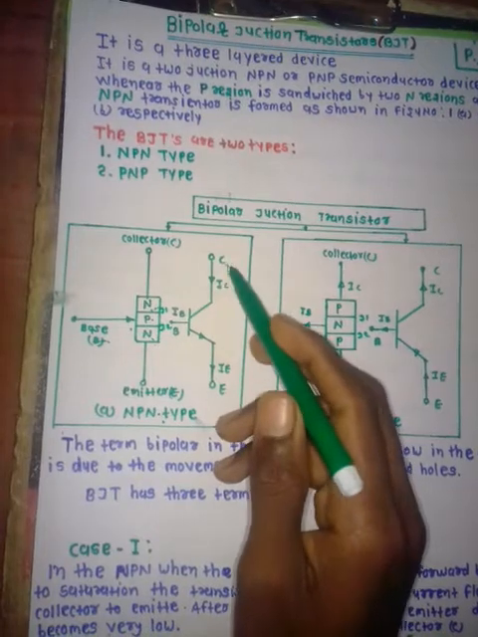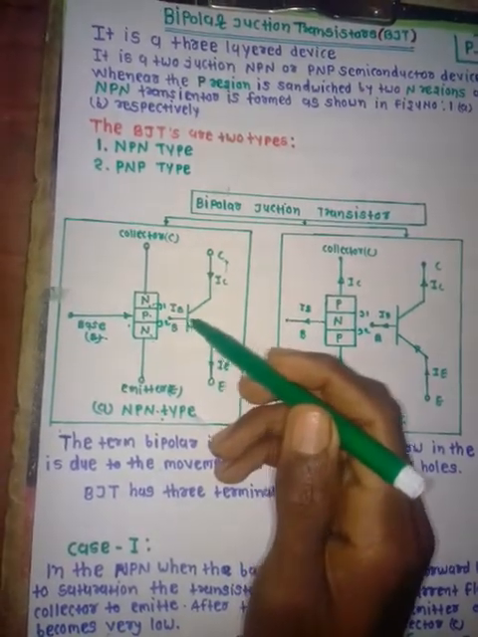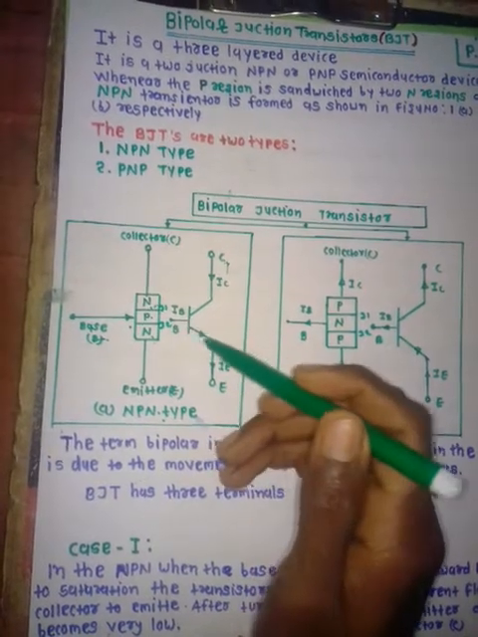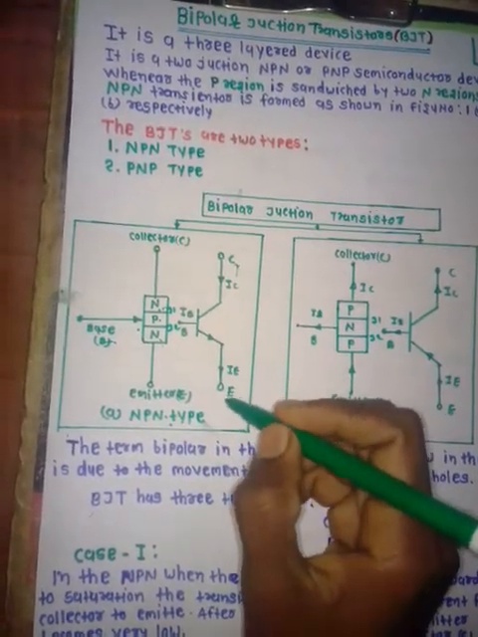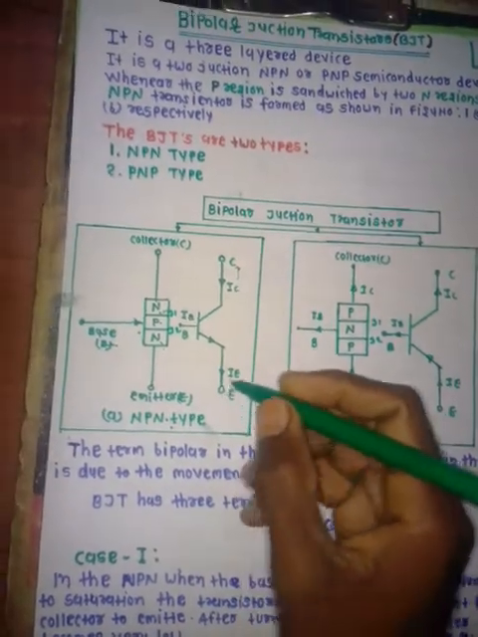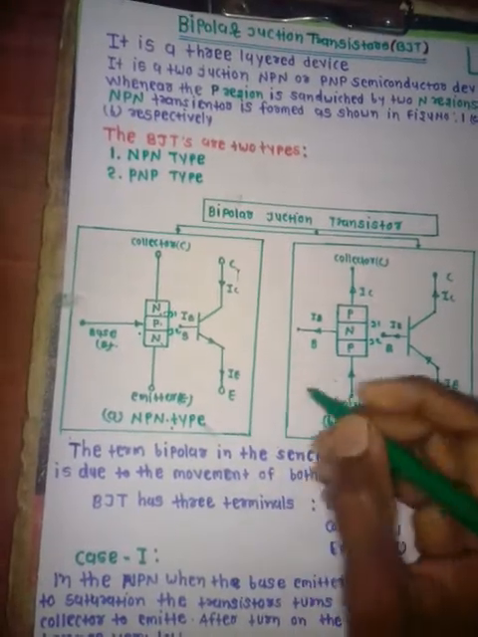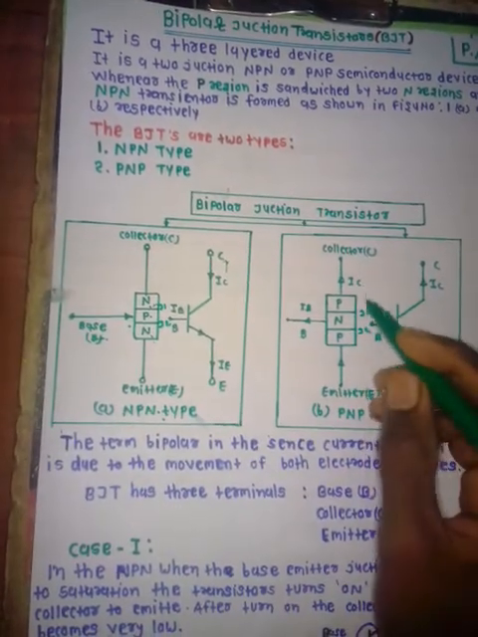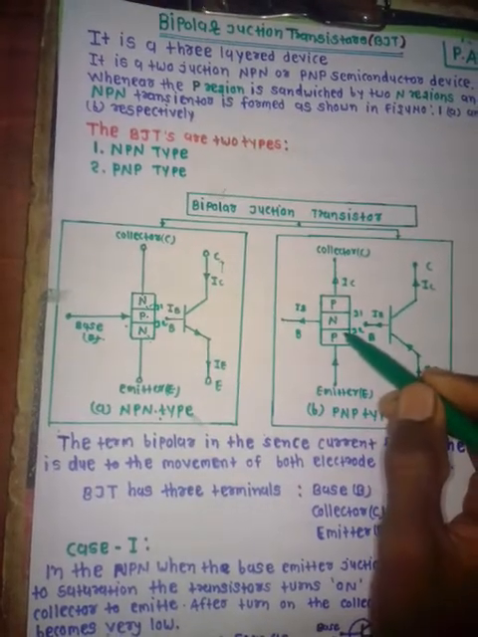In the NPN device, the current goes in through the collector as the collector current IC, the base has the input voltage, and the output goes out through the emitter. Now the collector in a PNP type BJT.